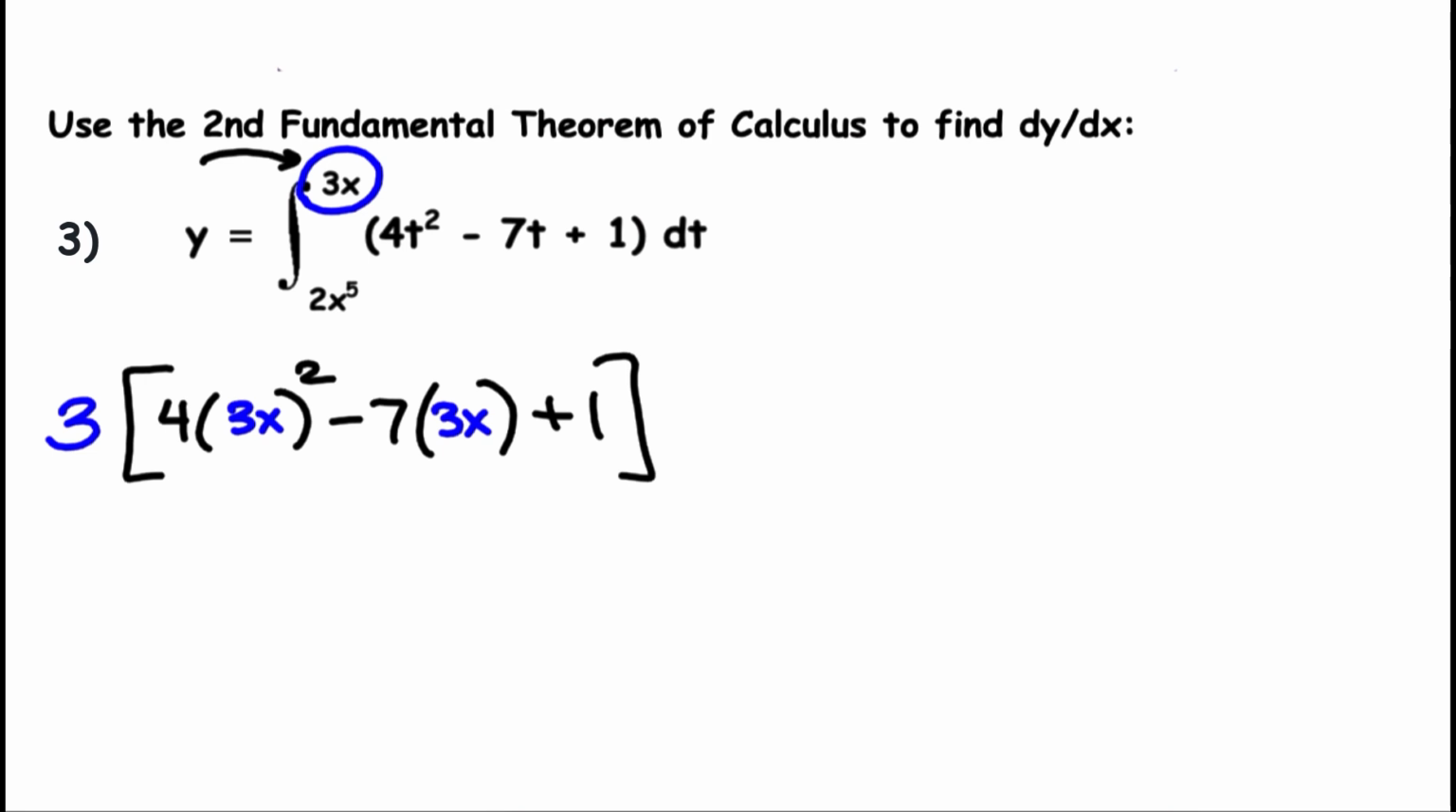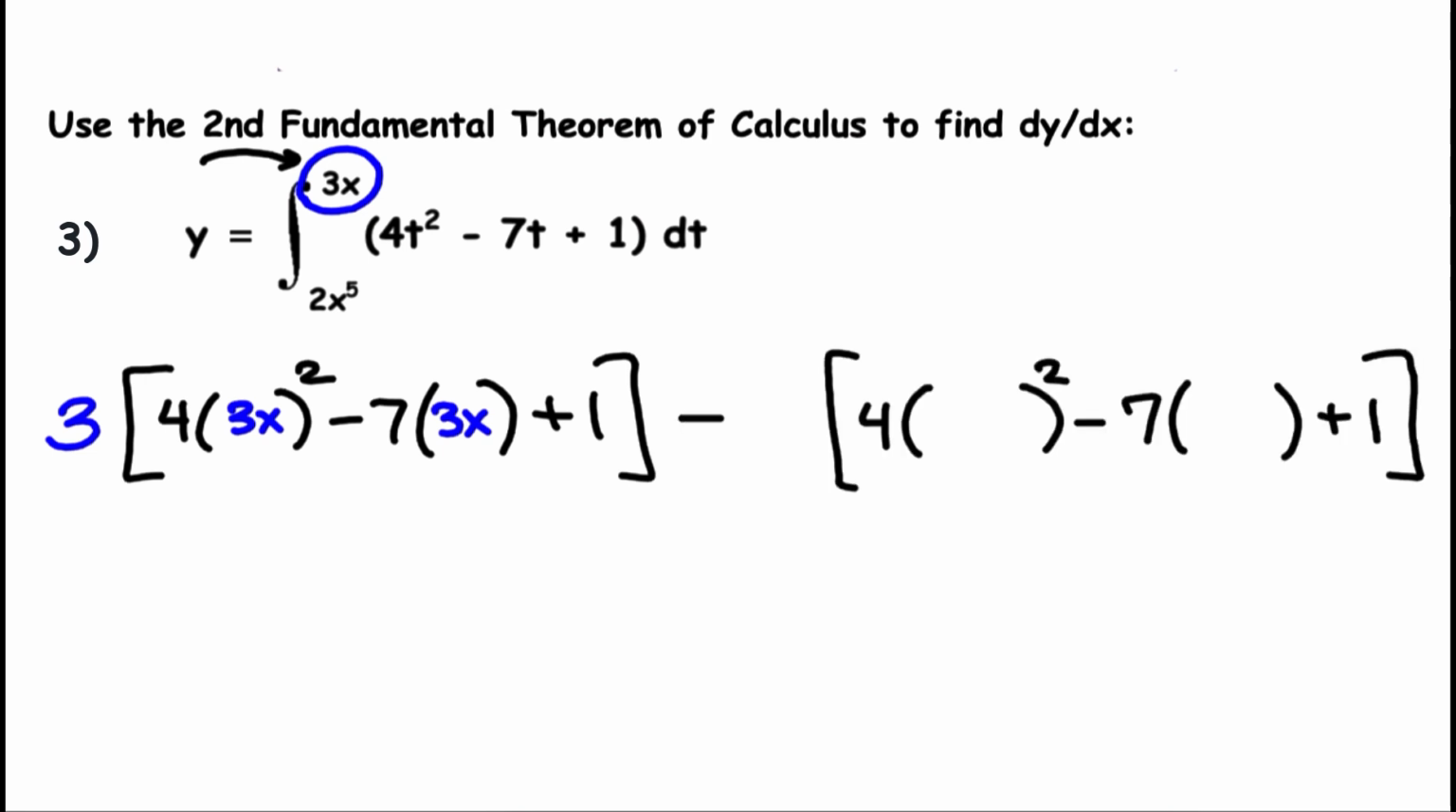Excellent. Okay, minus. And I'll repeat the process once again. This time the 2x to the 5th is going in. And we multiply that result by the derivative of the lower limit. That's going to be 10x to the 4th. Again, I'm going to slide that into the front. And now all I have to do is just some serious simplification, and hopefully this will work out.